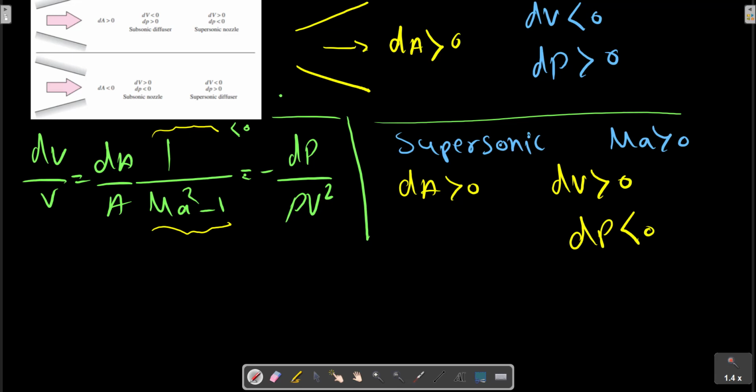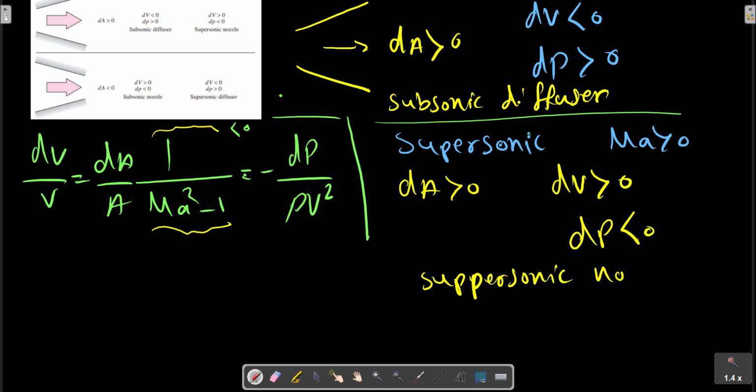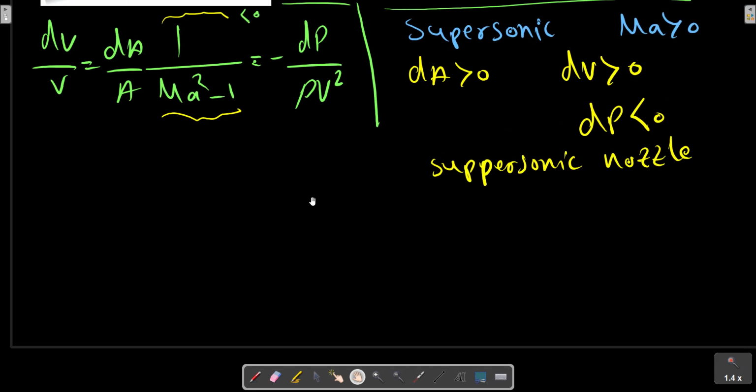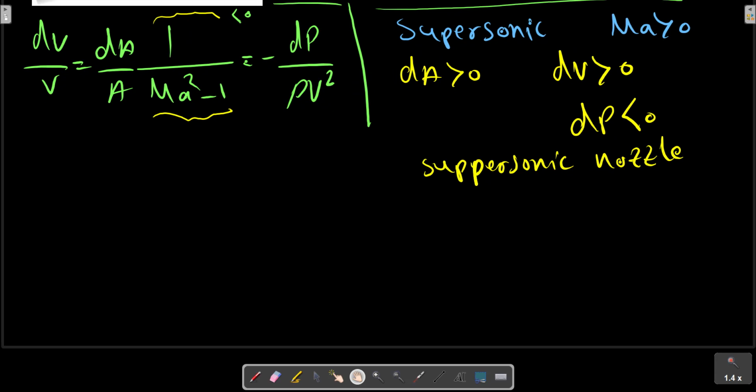So this is a subsonic diffuser. And it is a supersonic nozzle, because the pressure decreases during this flow.